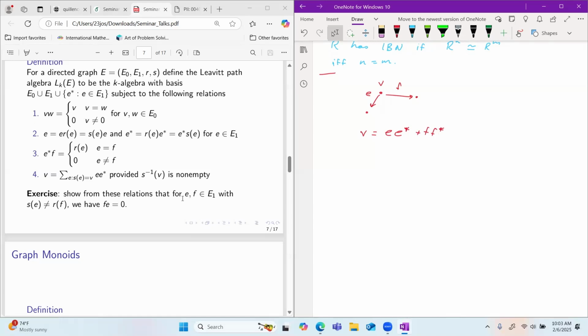Show that if you have two edges with the source of E and the range of F different, so you can't concatenate them as paths, you can't put them together as paths with, what is it, with F on the front and E on the back. Show that FE is equal to 0.